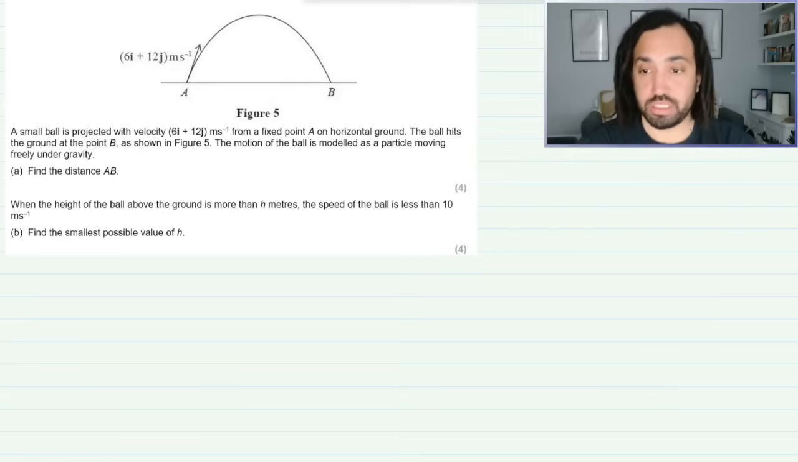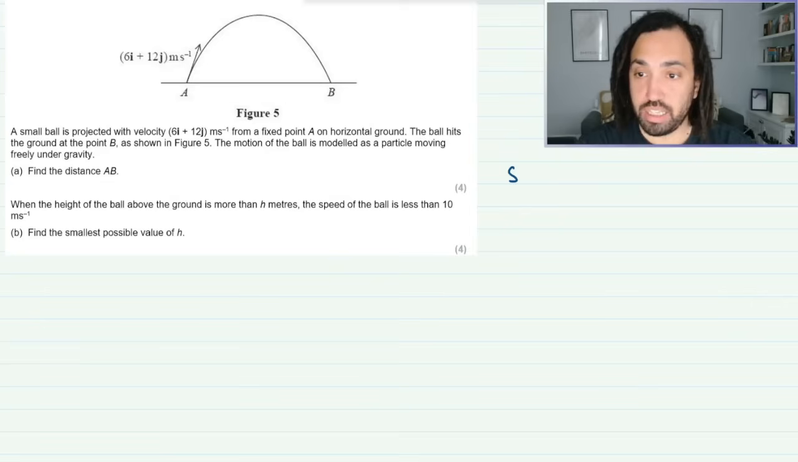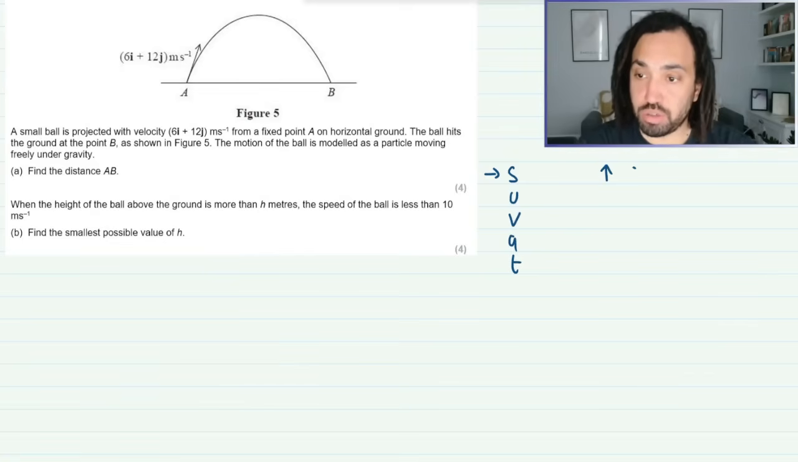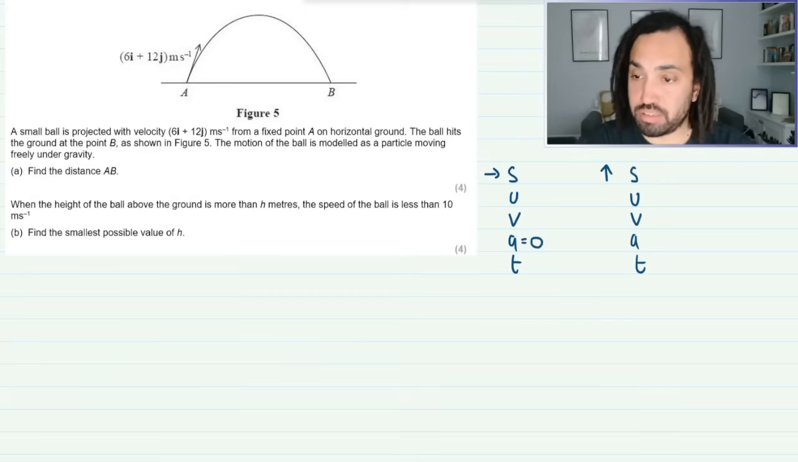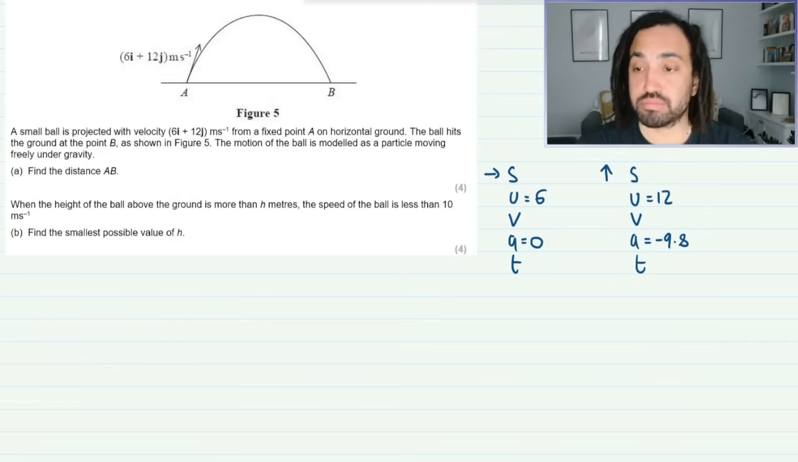Okay, projectile question. Now, I always start my projectile questions the same. I'll write for the horizontal S, U, V, A, and T, and for the vertical, I'll also write S, U, V, A, and T. The horizontal always has 0 acceleration, and the vertical always has minus 9.8. And this time you're given the components of the velocity, which is nice, or the initial velocity. So 6 in the i, and then 12 in the j.